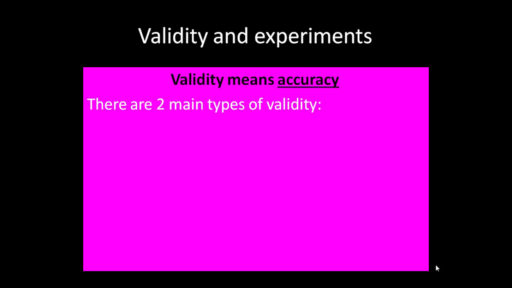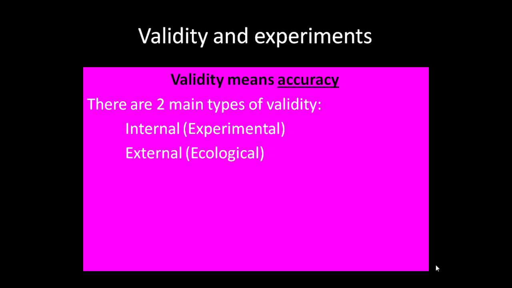This leads us directly into validity and experiments. Validity means accuracy, so it refers to the accuracy of the cause and effect conclusions that we draw. There are two main types of validity in experiments. Firstly, internal or experimental validity, and secondly, external or ecological validity. Now we're going to look at each of these in more detail and look at where there are problems with them and how we can control them.